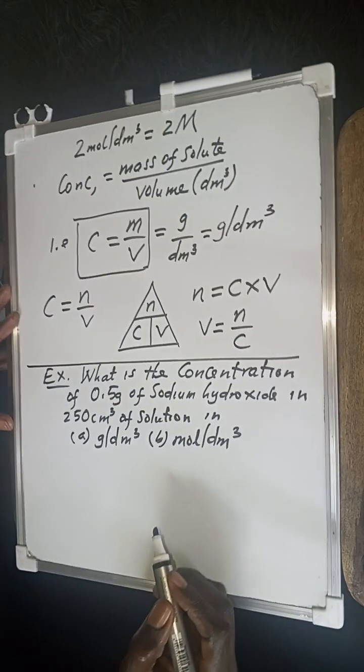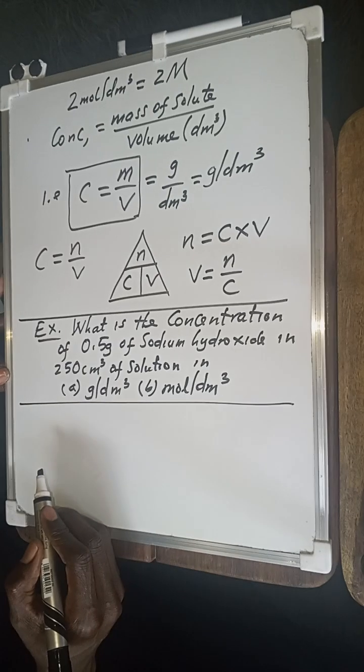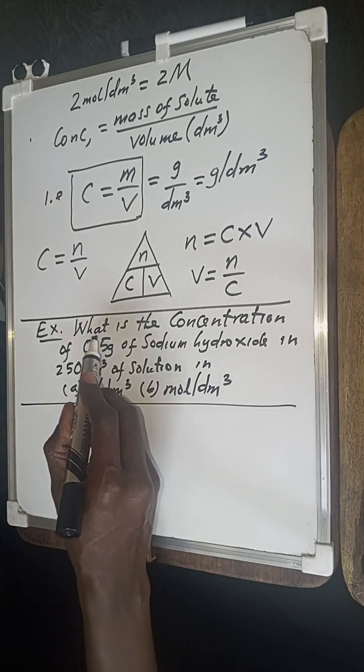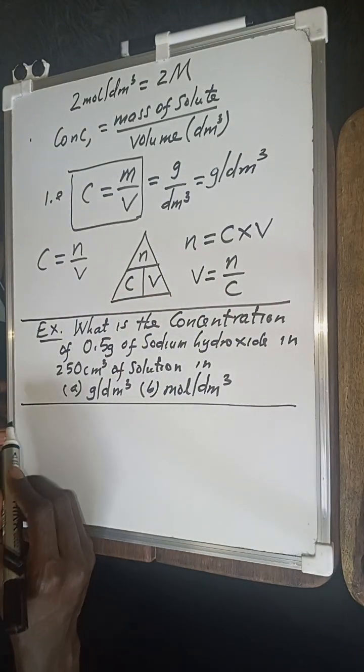So how can we go about that? Well, it's very simple. Now let's just try to demarcate that. This is very simple when you want to go about that. So what you need to remember is, what is the concentration? The question is asking you to find the concentration. What have they given you?